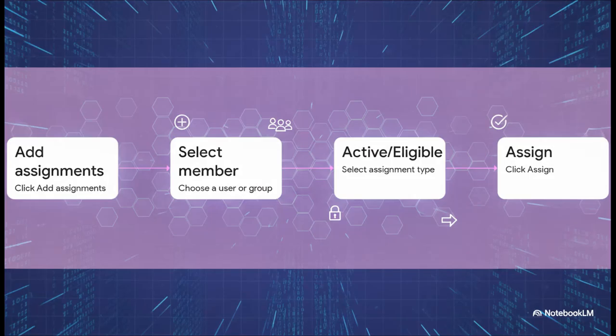Section 3, configuring role assignments. Okay, we are moving out of the navigation phase and jumping into configuration, which is where the actual assignment magic happens. Here is a super clean 4-step workflow straight from the documentation. It's so logical, it almost feels too easy. You just click Add Assignments, you select a user or group, choose whether this assignment is active or eligible, and hit Assign. It's a really efficient sequence, and it lets you mentally map out the exact clicks you need to get your roles properly provisioned.